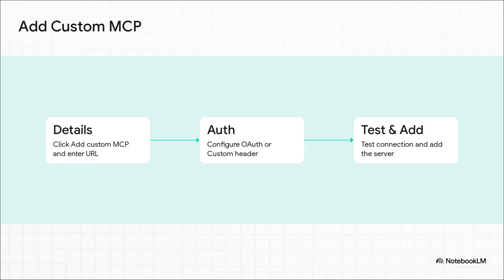Just be super careful here. You absolutely have to use the server's base endpoint URL, not a random docs page, or it just won't connect. For step 2, you handle the auth. If it's GitHub, you use OAuth. For others, just paste your token right into a custom header. Step 3, hit Test Connection, click Add Server, and make sure you toggle it on.